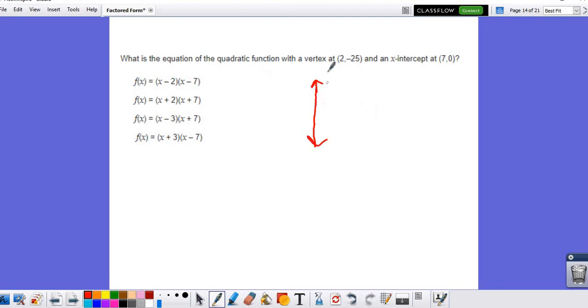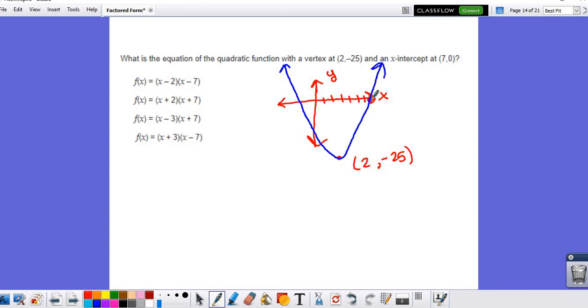And here's my y, here's my x. And so here's 1, 2, 3, 4, 5, 6, 7. And then 2, and we'll say down here is (2, -25). And what you're looking for is a graph that goes all the way down to that point and also comes back up and crosses right here at (7, 0). Okay, so use your calculator, graph all of those.